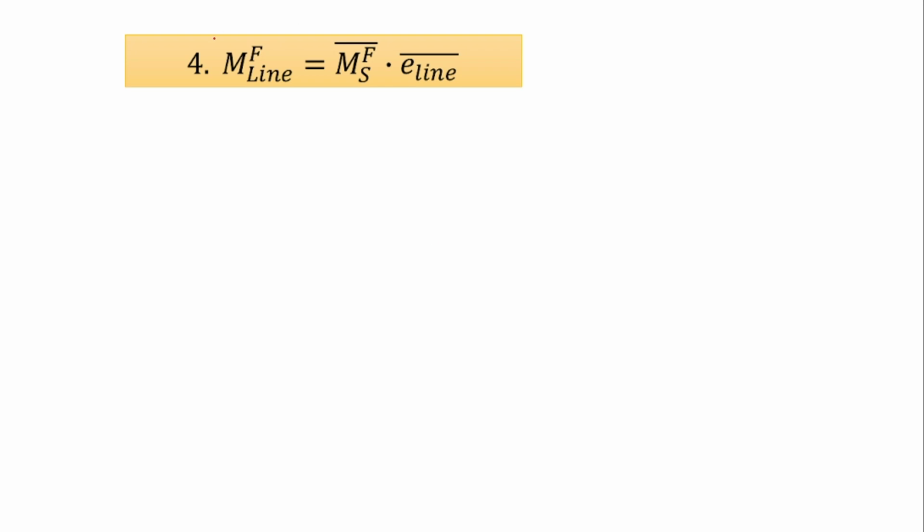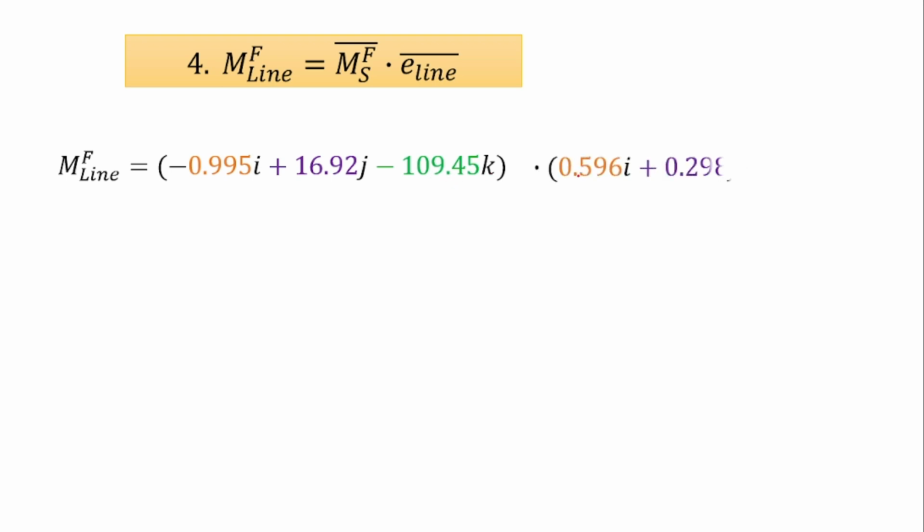Now we'll find out the moment of the force about the line. In previous step, that is in step number 2, we have calculated the moment of this force about the point. Now we'll find out with respect to the line. For that, take the dot product of the moment with respect to the unit vector. So now the moment is already calculated. So moment of a force about a line is equal to moment of a force about a point, that is minus 0.995i plus 16.92j minus 109.45k dot the unit vector 0.596i plus 0.298j plus 0.745k.